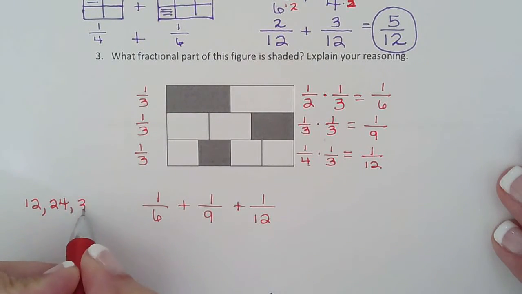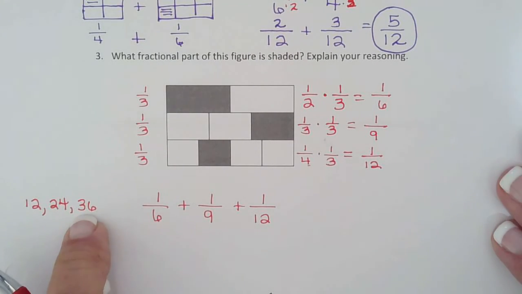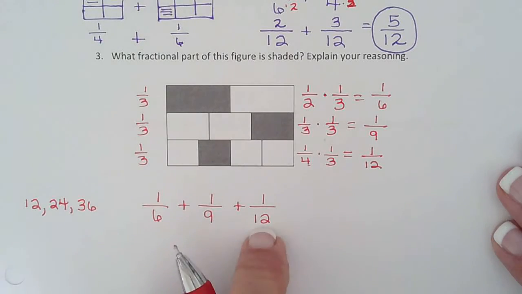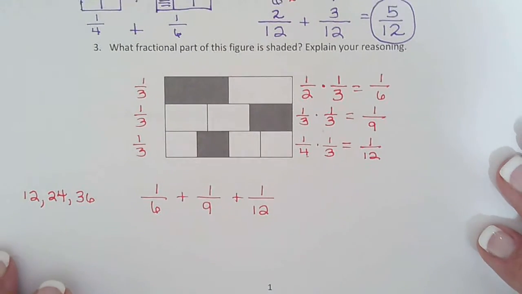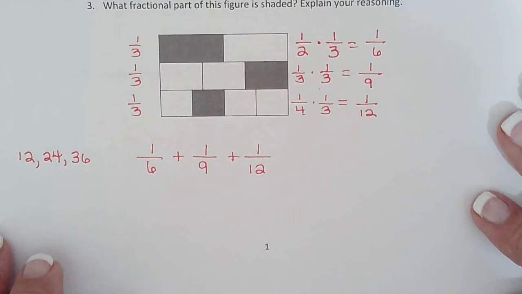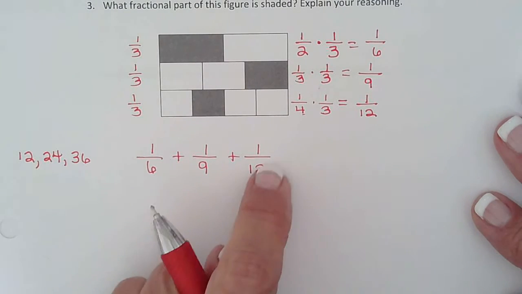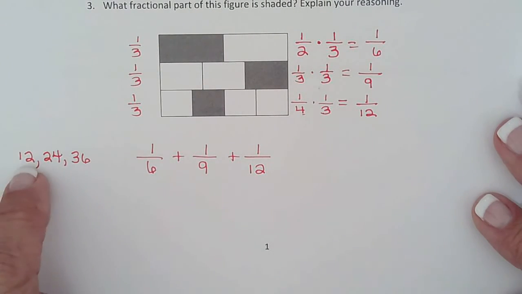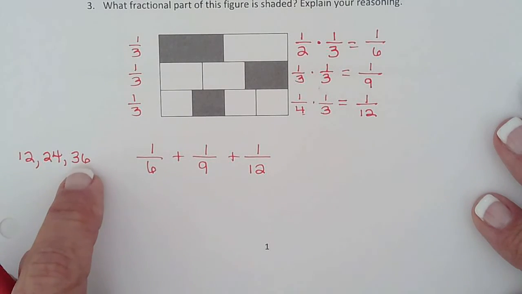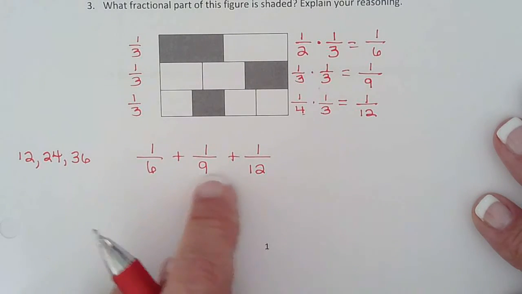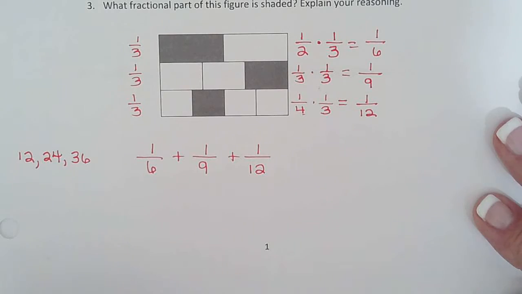12 times 3 is 36. Does 6 go into 36? Yes. Does 9 go into 36? Ding, ding, ding. And we know 12 does. So there is our common denominator. So that's kind of the easiest way, especially if you're a visual learner, to find that common denominator. Focus in on the largest and just start doing multiples. 12 times 1, 12 times 2, 12 times 3, until you find a number they all three go into.